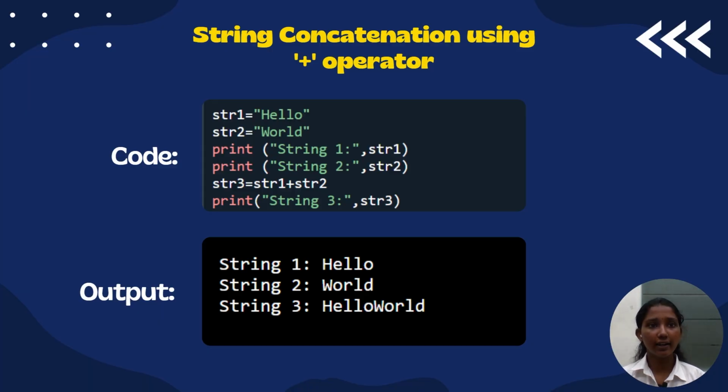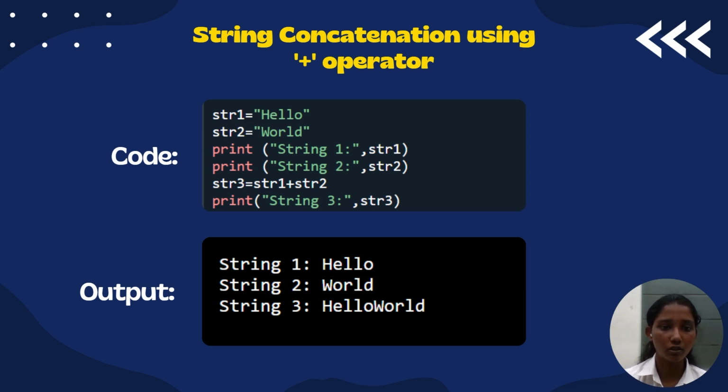Here is the code. This line assigns the string hello to the variable str1. This line assigns the string world to the variable str2. When str1, which is hello, and str2, which is world, are concatenated, the result is helloworld. str1 and str2 are concatenated using the addition operator. This result is assigned to the variable str3. After executing this, str3 is equal to str1 plus str2. The value of str3 will be helloworld.